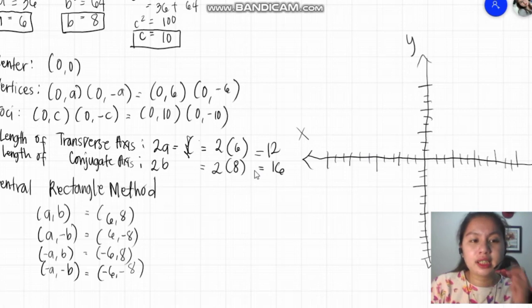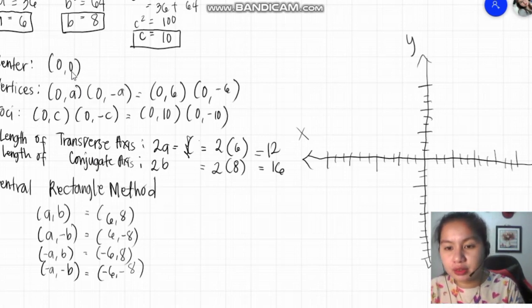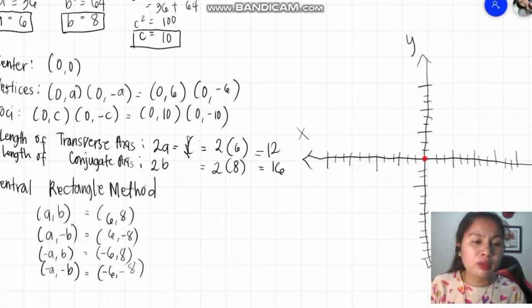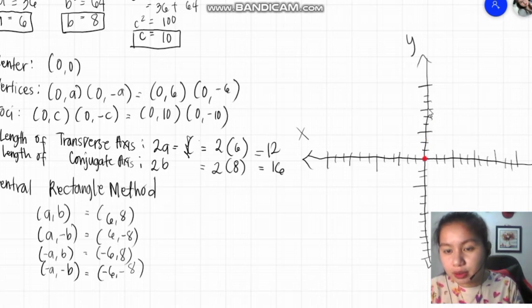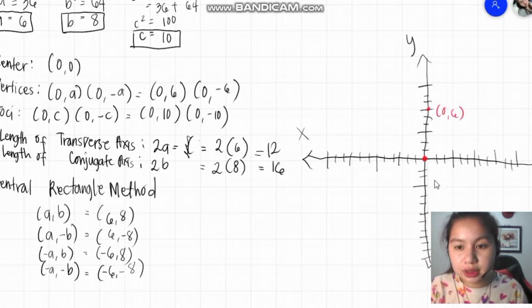Okay, so, next natin, ilocate na natin yung ating mga points para mag-graph na natin si hyperbola. So, of course, ang center natin ay 0, 0. Lagi ito yung ating center. Next naman natin is, we have the vertices, which is the 0, 6, and 0, negative 6. So 0, and then positive 6: 1, 2, 3, 4, 5, 6. Andito siya, si 0, 6. And then, we have 0, negative 6.